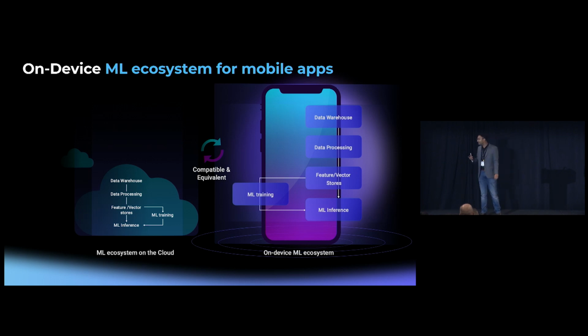And the very familiar terms that we have become accustomed to on the cloud, you get one-to-one correspondence for those on the devices. You have a data warehouse on the cloud, you have a data warehouse on the device. You have a data processing engine over there, you have one on the device. You have feature stores, you have training systems, you have inference systems. Everything that you need to orchestrate your machine learning pipeline, now it's there on the device, helping you deploy within 7 days of starting the entire process.